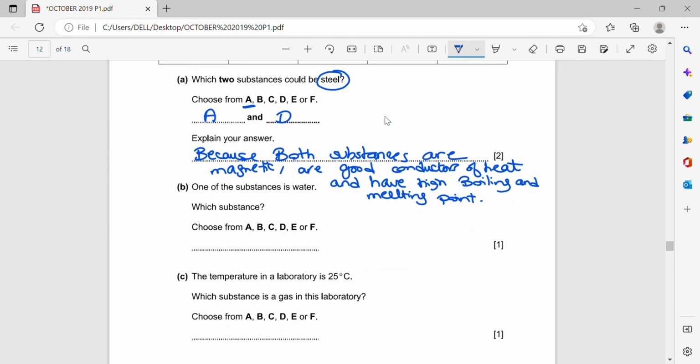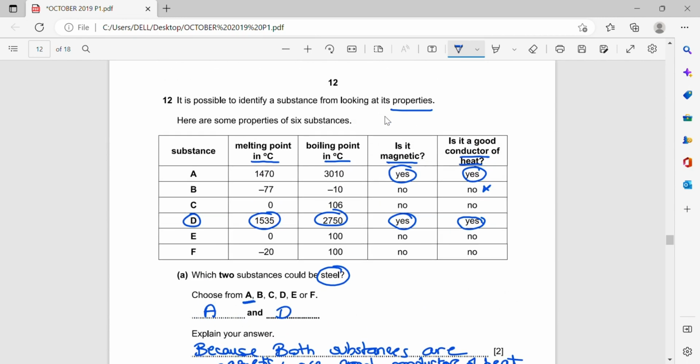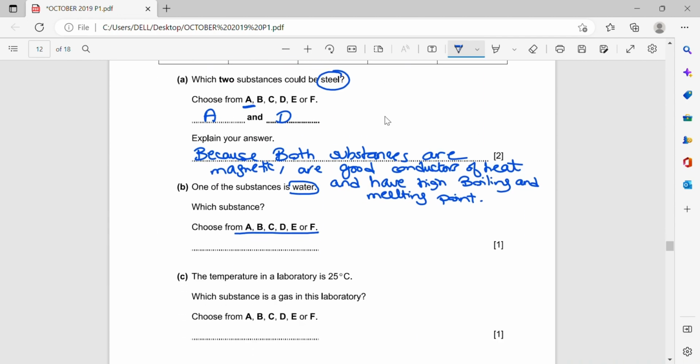One of the substances is water. Which substance from A to F? How do we know it is water? We know the melting point of water is 0 and the boiling point is 100. Which one here has melting point 0 and boiling point 100? E. Okay, so substance E is the water.